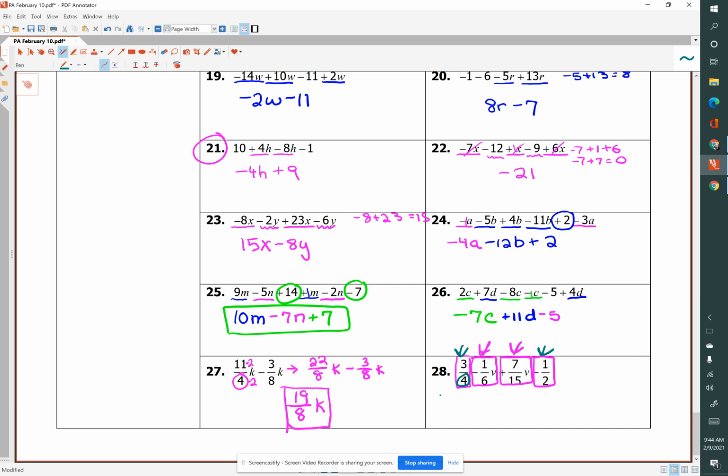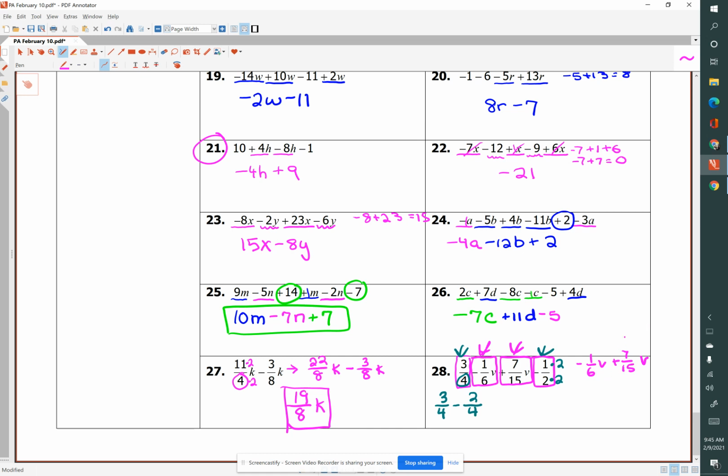So we will have 3/4, okay, minus 1/2. And if we multiply the numerator and denominator by 2, that would give us 2/4. Now let's take a look at the variable terms. Common denominator for -1/6v plus 7/15 v would be 30.